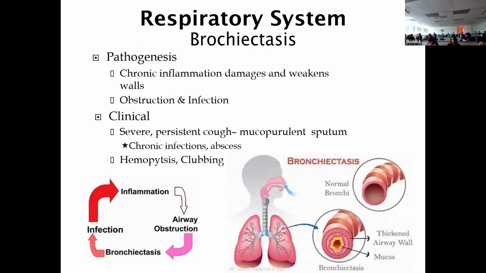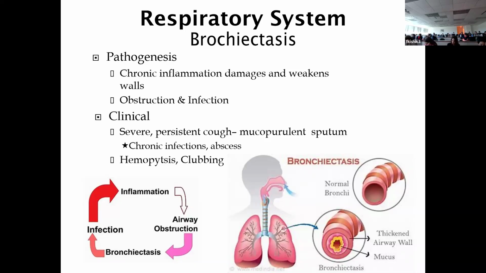I'll just finish, and bronchiectasis will be done. So chronic inflammation damages and weakens the walls, leads to obstruction and infection. The concept of obstruction here is not like obstructive lung disease. It's obstruction from mucus impaction causing a mucus plug, and the mucus plug is the most common cause of what? Atelectasis, which then can lead to collapse of the lung. Then you'll have impaired perfusion as well. Severe persistent cough, mucopurulent sputum, hacking, tenacious sputum, they call it. Chronic infections, they get abscesses as well.